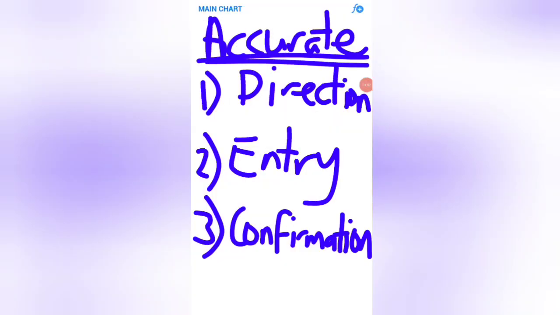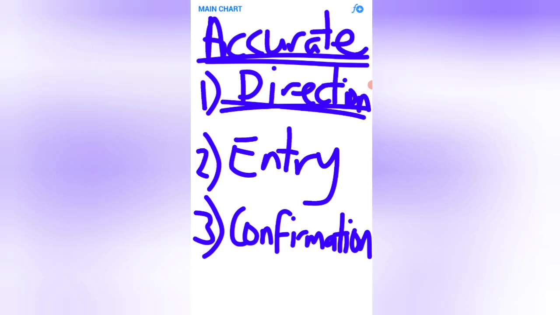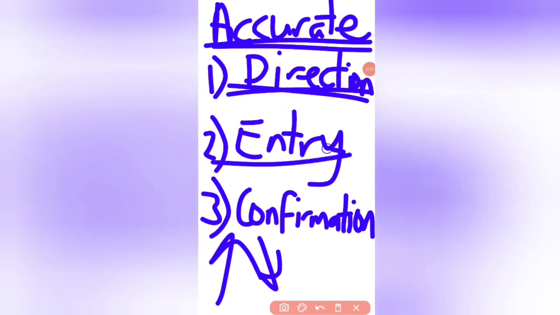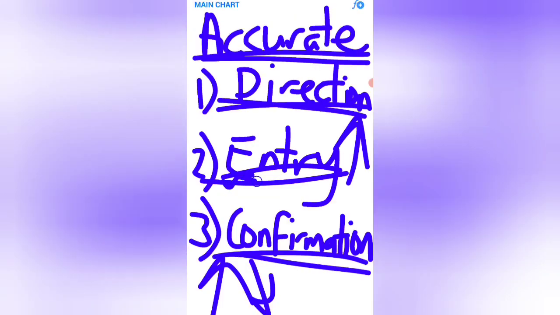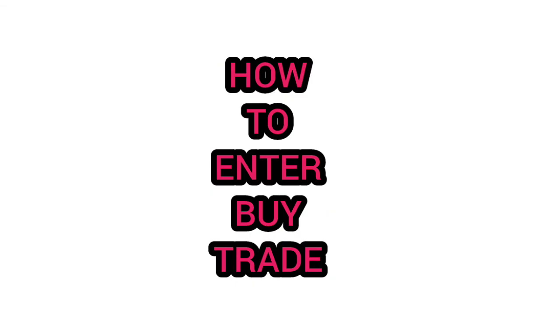So for you to actually have a powerful, accurate trading strategy, it must give you direction of where the market is going. Is it going to go up or go down? And also it must give you an exact entry where you must use to actually know this is where you must enter and make money. The most important thing, you must have confirmations which actually support your entry and direction that you want to make money from.